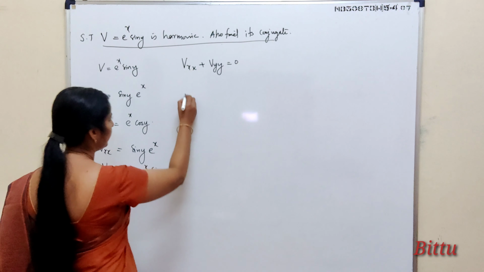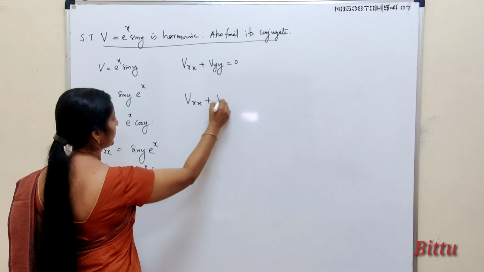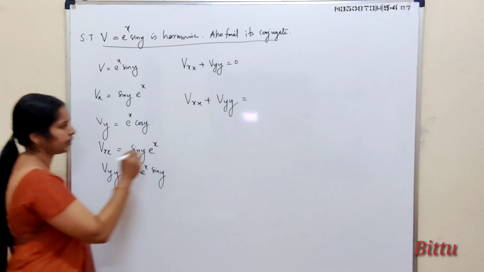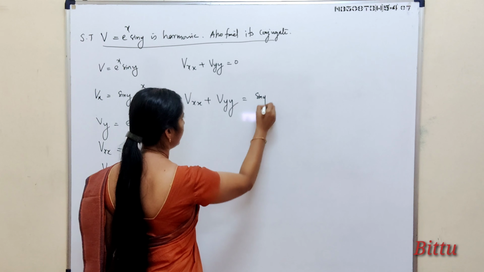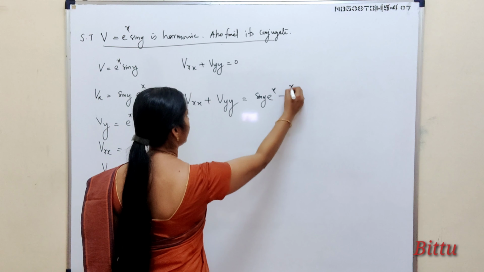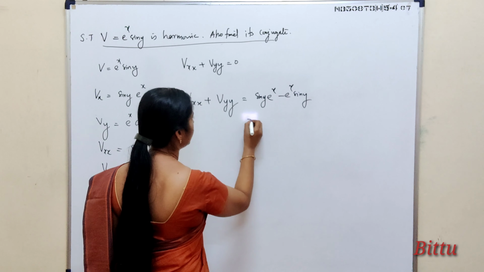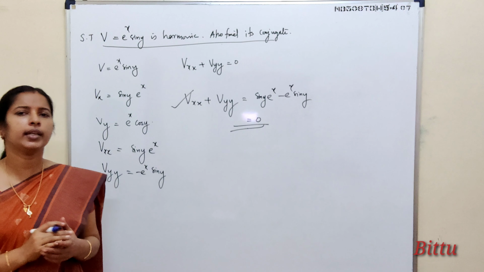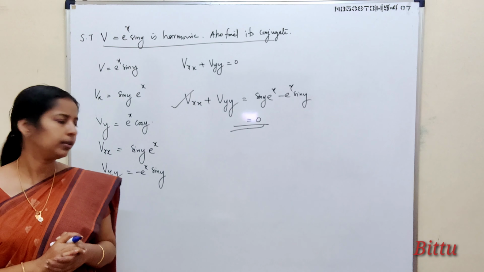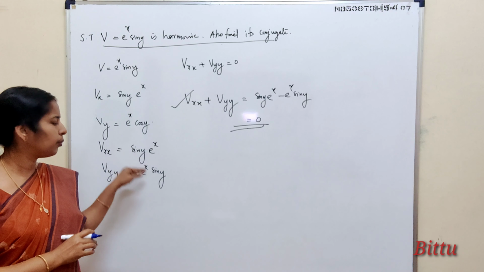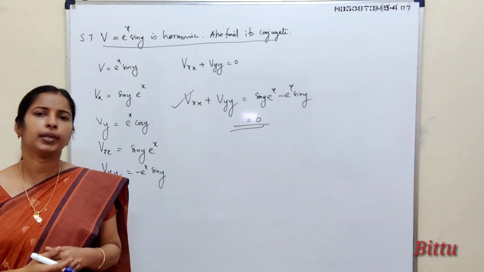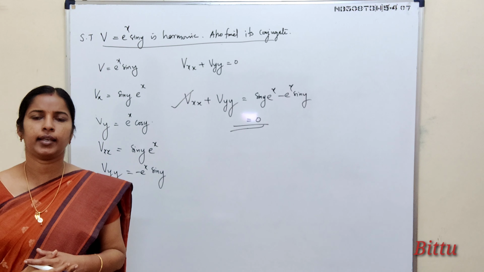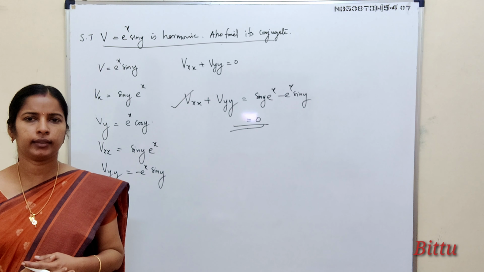Next, you take v_xx plus v_yy. See, their sum is sin y e raised to x minus e raised to x sin y, which is 0. So we have v_xx plus v_yy equal to 0. And also these two partial derivatives are continuous because it's the product of two continuous functions. Hence we can say v is harmonic.